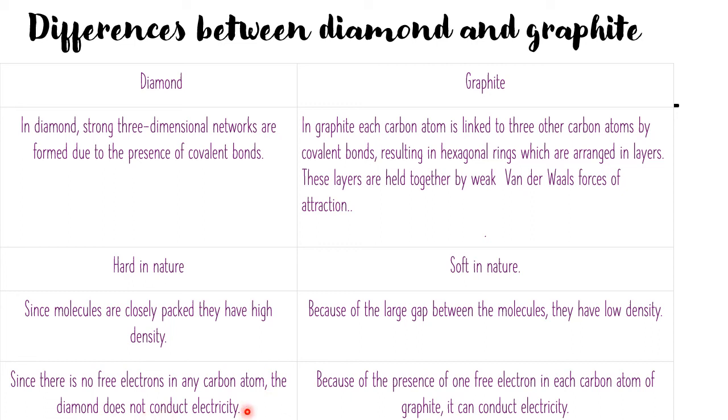That means all four valencies are well bonded. There are no free electrons, and because of no free electron, diamond is a bad conductor. Whereas in graphite, there is presence of one free electron in each carbon atom, as one carbon atom is bonded with three more carbon atoms to form a hexagonal ring, and hence each carbon atom has one electron free, and because of this free electron, graphite can conduct electricity.